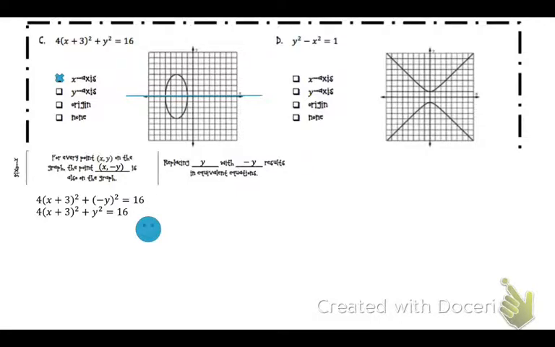Okay, let's look at example D. So this is symmetric with the x-axis. It is also symmetric with the y-axis.